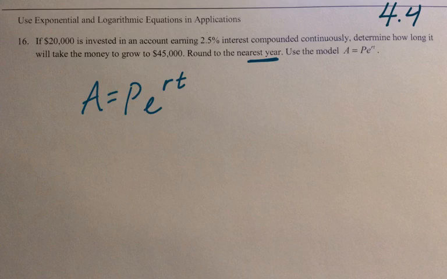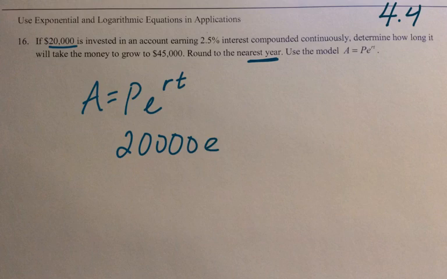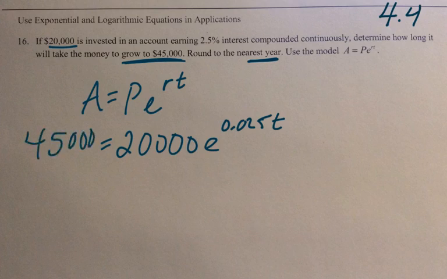So in this problem, we're told that the principal is $20,000. And the rate we know is 0.025 times t, which is what we're looking for. And the question is, how long will it take to grow to $45,000? So that's our total amount accrued that we are looking for. So this is one of those examples where we have an exponential equation where there's only the exponent on one side. So what we're going to do is first we're going to divide by $20,000 on both sides.